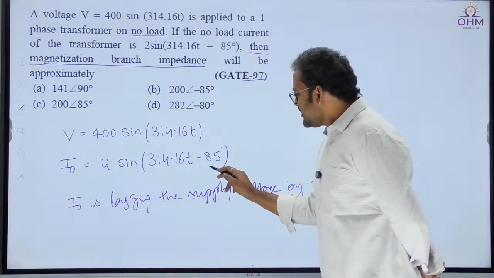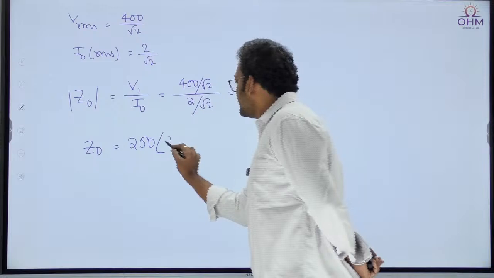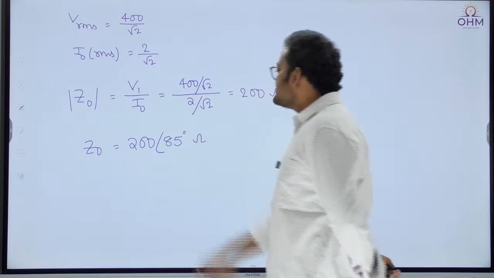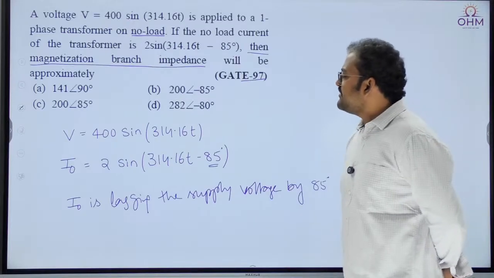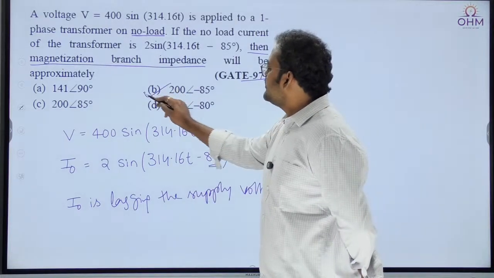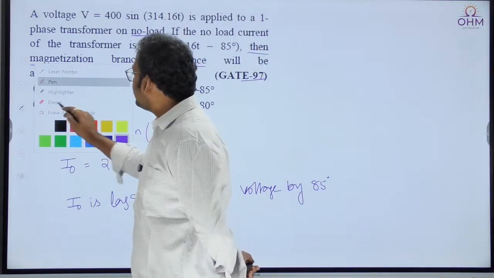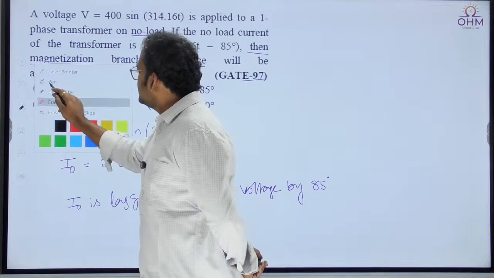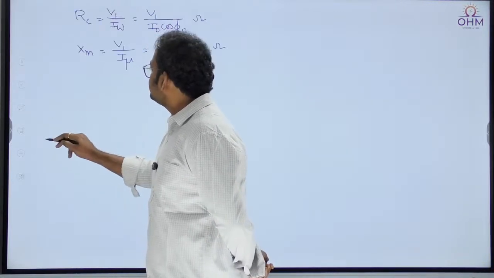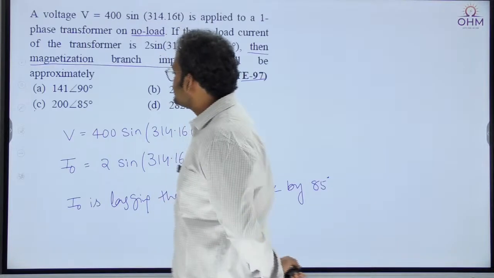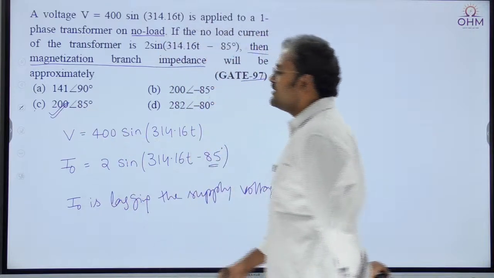Yes, you can see here the current was lagging the voltage by 85 degrees. Therefore, the impedance angle was 200 at an angle 85 degrees ohm. That is option B. Sorry, not option B. Option B has minus 85 degrees, but impedance will have a plus sign. Okay, option C. 200 at an angle 85 degrees.